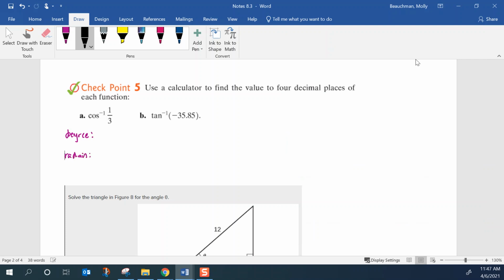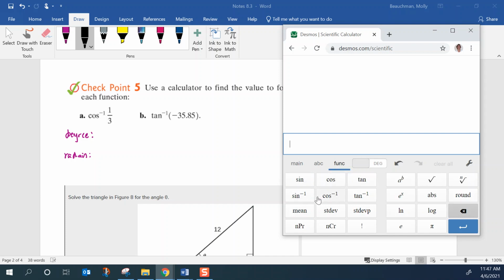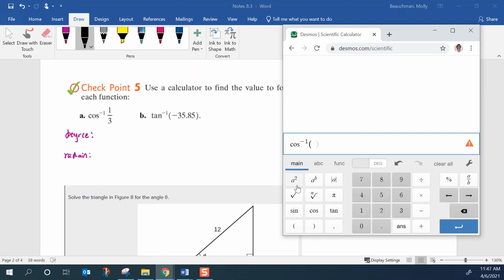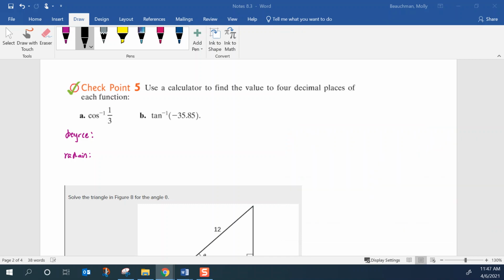For the most part in calculus, you'll be working with radians. So my calculator is in degrees. I want the inverse cosine of a third. In Desmos, sine, cosine, and tangent are here. On a graphing or a scientific calculator, you usually have to hit second and then sine. In Desmos, they're underneath functions. So if I want inverse cosine of 1/3, 1 divided by 3, then in degrees, it's about 70.53 degrees.